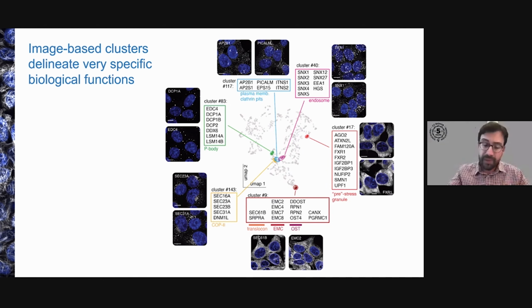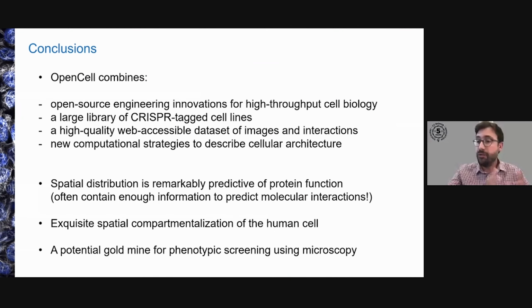When you think about that, I think what that says is that there's probably a degree of micro-compartmentalization, sub-compartmentalization of the human cell that is much higher than maybe we have anticipated. Next slide. So I'm going to leave you on these thoughts.